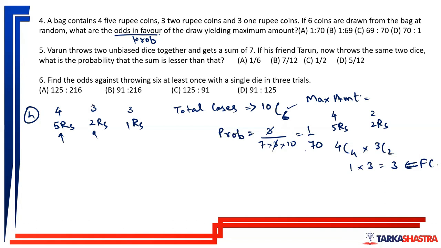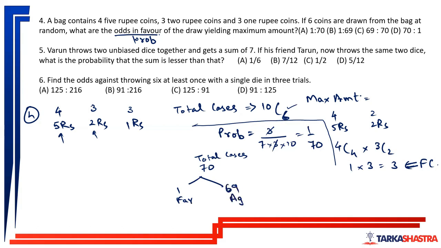Now that the probability is 1 by 70, we have to find out the odds in favor. So total cases are 70, of which one case is favorable, and then obviously 69 cases are against.